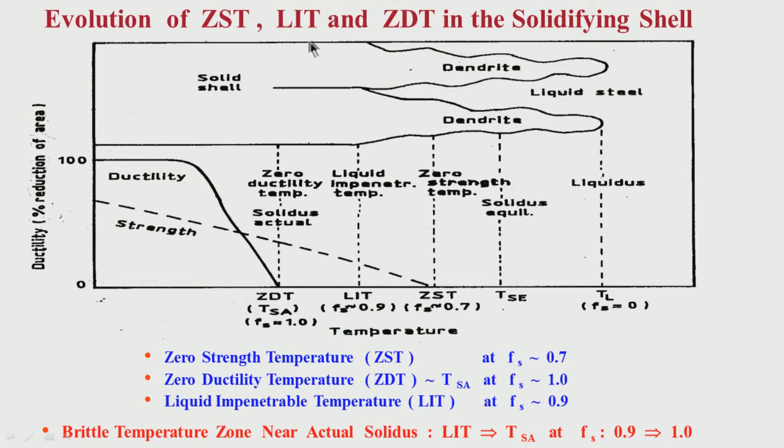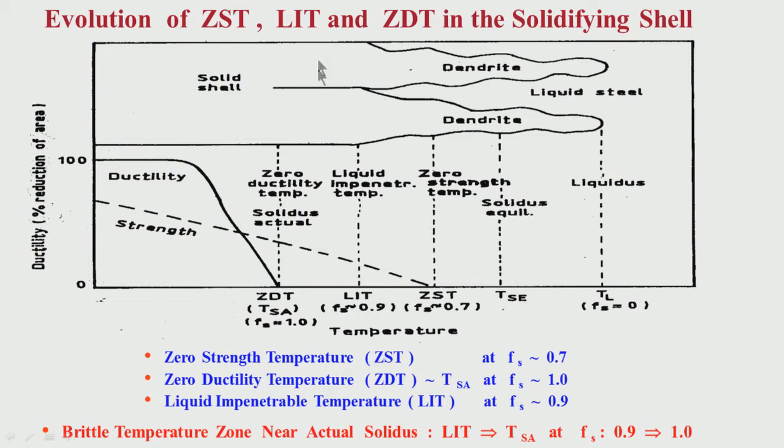Now, I am giving another term, LIT, liquid impenetrable temperature. This is basically the temperature corresponding to solid fraction of say about 0.9. I mean, there is some amount of difference of opinion whether it is 0.9 or 0.85 or say 0.92 or 0.87. Nevertheless, let us go ahead with this figure that when solid fraction is around 0.9, then what is happening? The dendrites are touching each other, liquid steel cannot penetrate this area. So, even if there are cracks in this area, when the solid fraction is less than 0.9, liquid steel can come to the cracks, get in touch with the cracks and heal up those cracks.